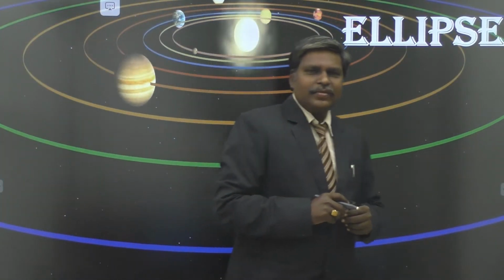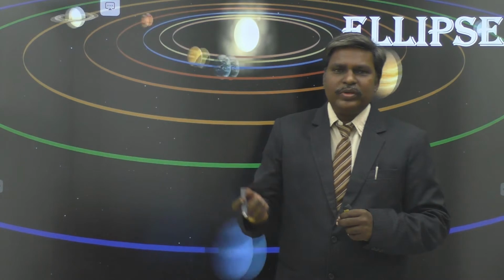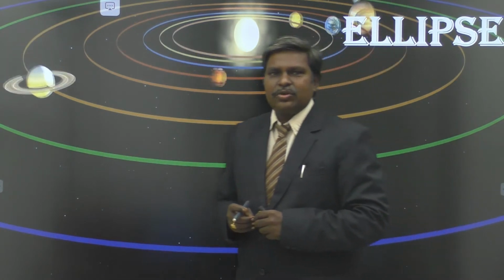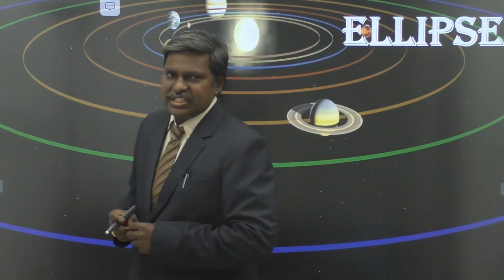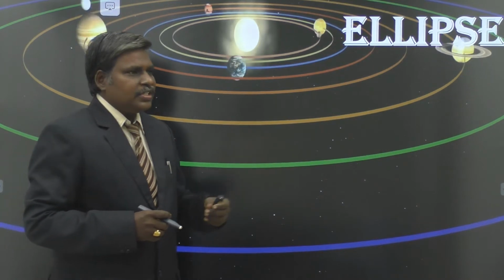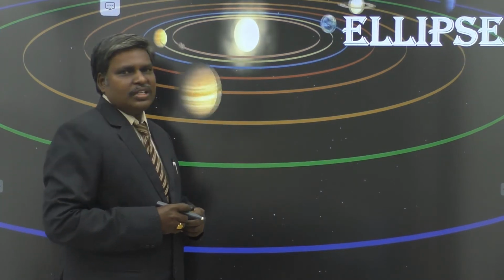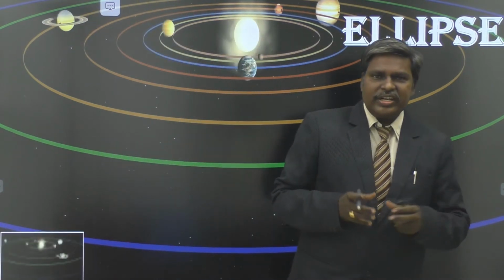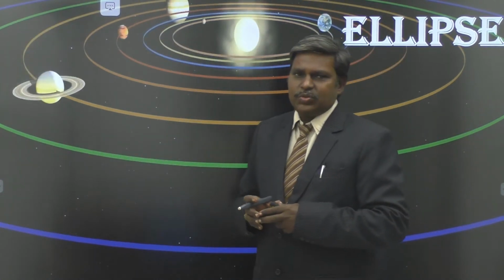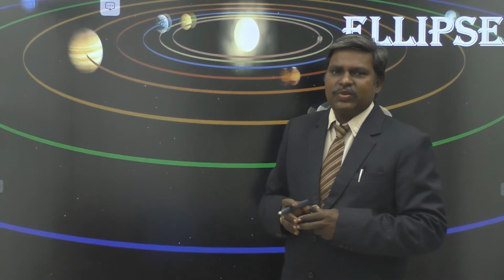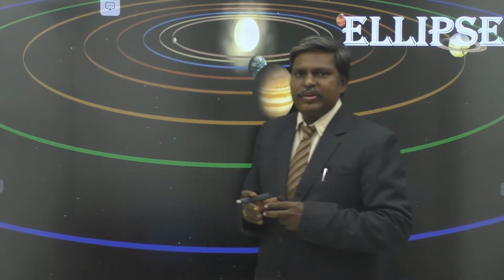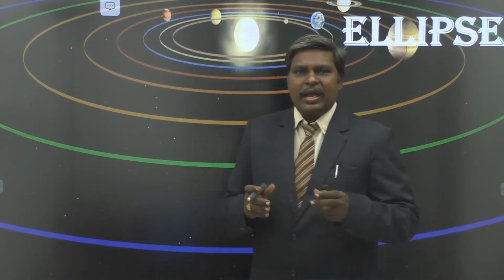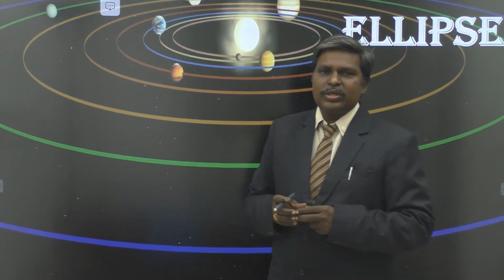Hello students, in the previous class we discussed some of the problems related to the ellipse in the standard form. Now we will see some more problems related to the same concept. In the standard form, x square by a square plus y square by b square equals 1, for a greater than b, the distance between two foci is 2ae and the distance between two directrices is 2a by e.